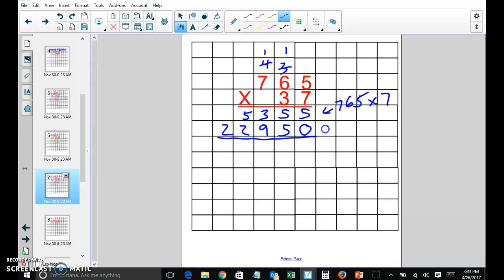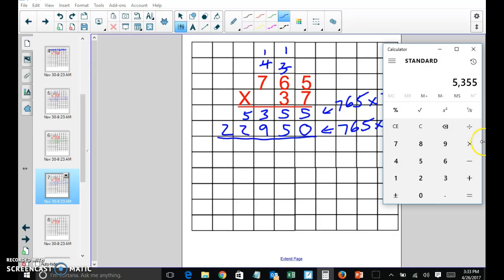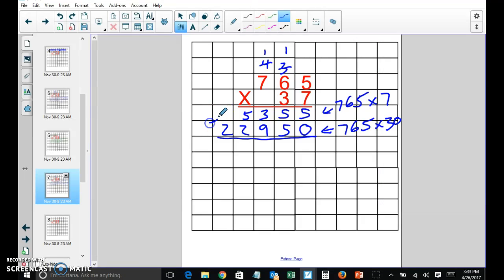Again, please don't write this part if you don't want to. This is the answer to 765 times 30. Let's see if I'm right. 765 times 30 equals 22,950. Please remember, they don't want to know what they are separately, they want to know those combined. So let's go ahead and do that.